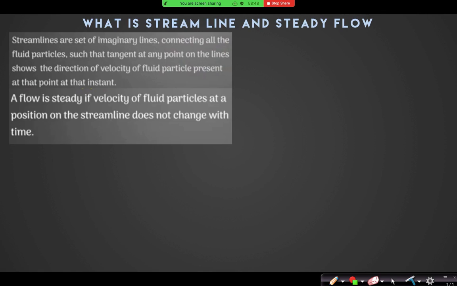One is streamline, right? So what is a streamline? Streamlines, as it is written, are a set of imaginary lines connecting all the fluid particles such that the tangent at any point on the lines shows the direction of velocity of the fluid particle present at that point at that instant. So it is a lengthy definition, but let me make it clear. Can you please say once more the definition? Yes, I will now try to make you clear with a diagram.